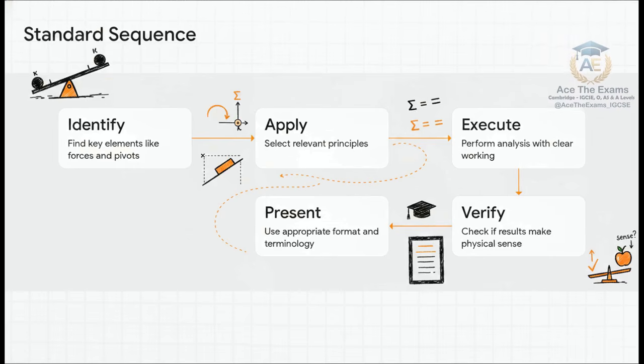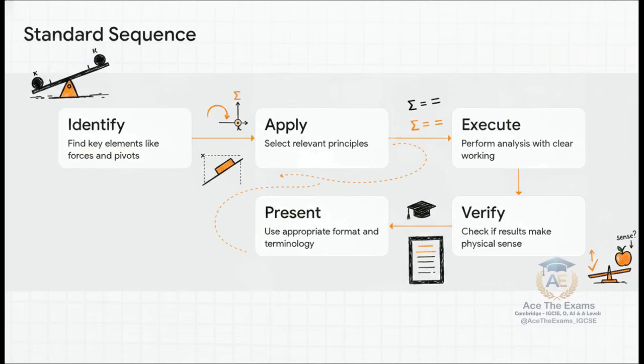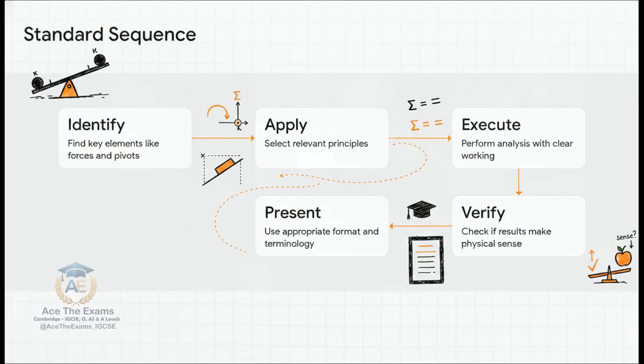You draw a clear vector triangle tip to tail, or you write out the sum of clockwise moments equals the sum of counterclockwise moments. Step 4. Verify the results. Does the answer actually make physical sense? Step 5. Present it in the appropriate format with correct SI units. We call this the Physics Success Blueprint. Skipping any of these steps is literally like trying to build a robot without the instruction manual. It might look okay on the outside, but it's going to fall apart the second you test it.